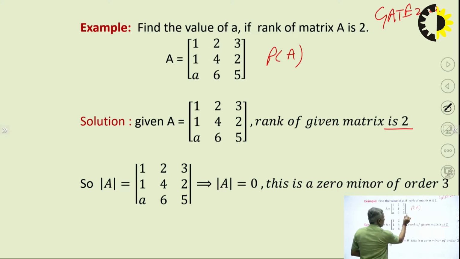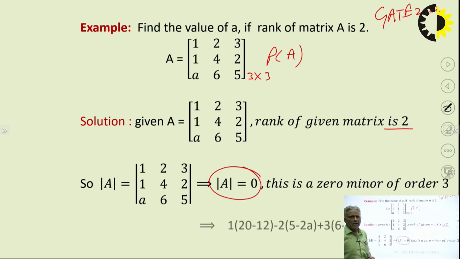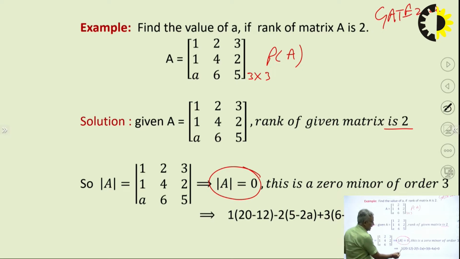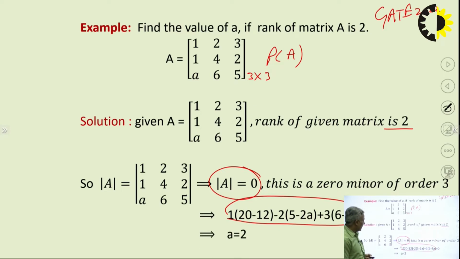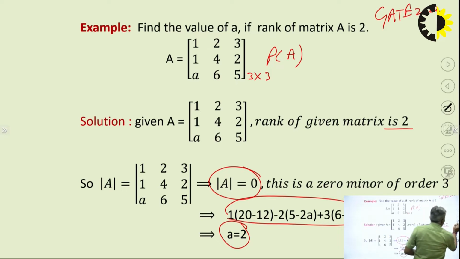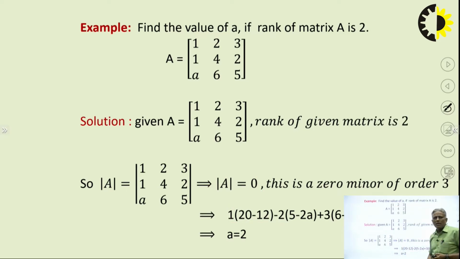The order of this matrix is 3 by 3. So first of all, calculate the determinant of this matrix. The determinant will be 0 here. I put the determinant equal to 0 and calculate the value of A, calculating the determinant of the 3 by 3 order matrix, and this will be equal to 0, and the value of A will be 2 here. So we can say that if the rank of this matrix is 2, the value of A will be 2 here. In this way we can calculate the rank of a square matrix, maybe 2 by 2, maybe 3 by 3, maybe 4 by 4.